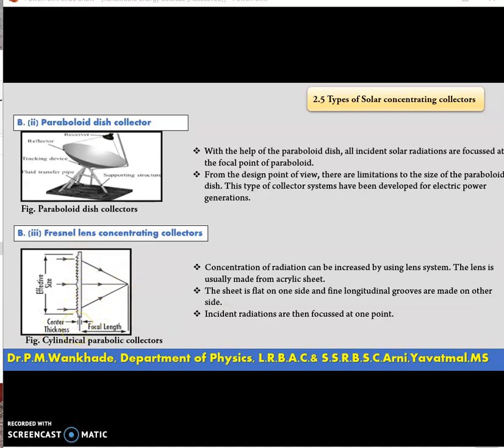So in that way we can use different types of solar concentrating collectors for collecting solar radiation, depending upon the temperature of the material or liquid we are using. Different types of collectors are used. Thank you very much.